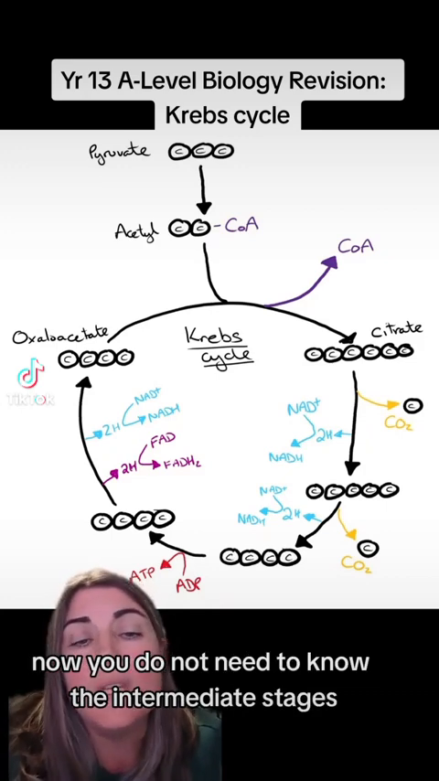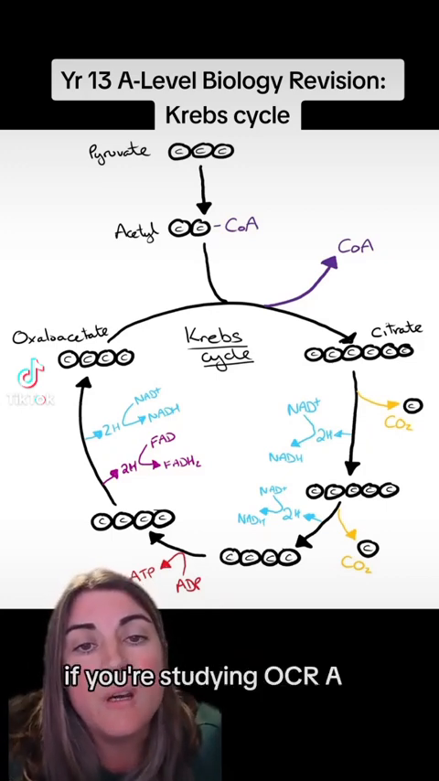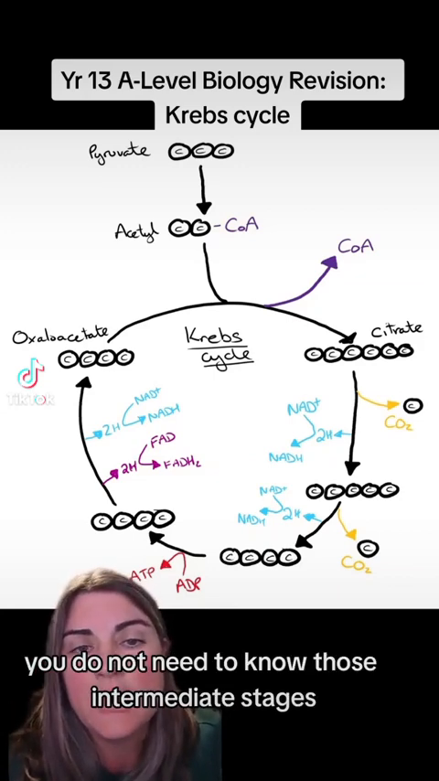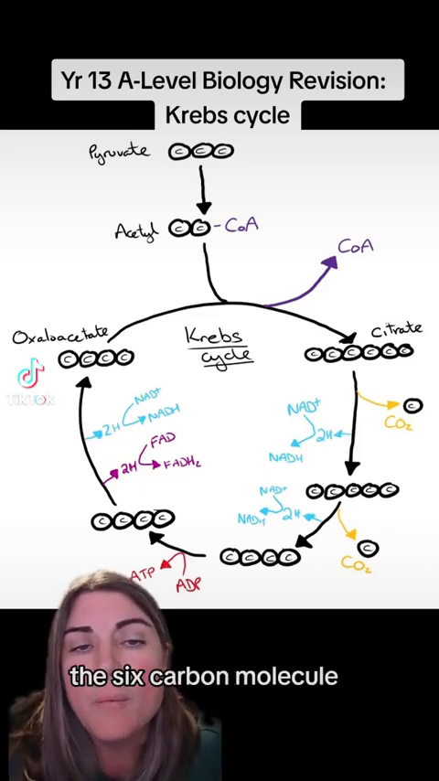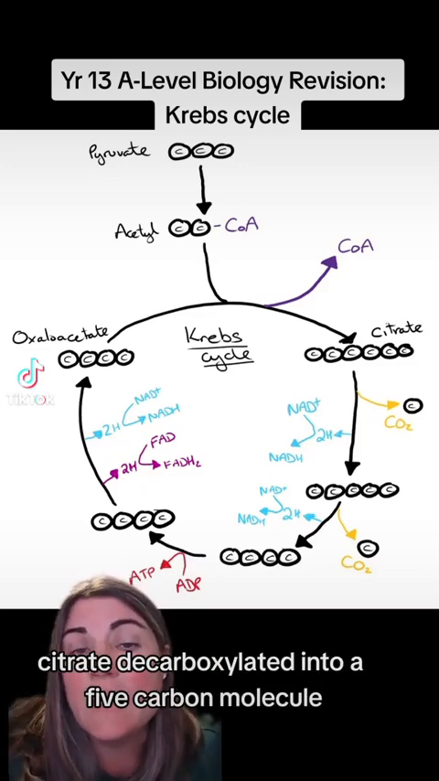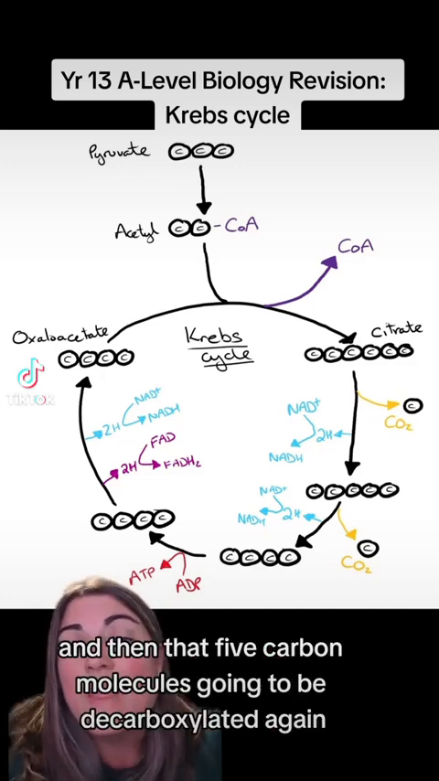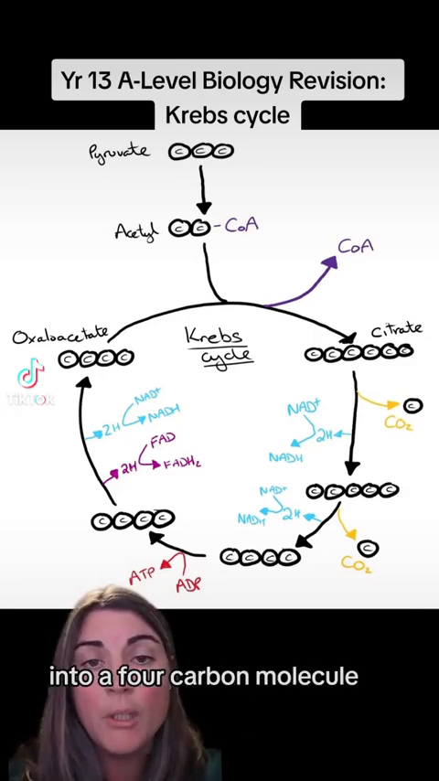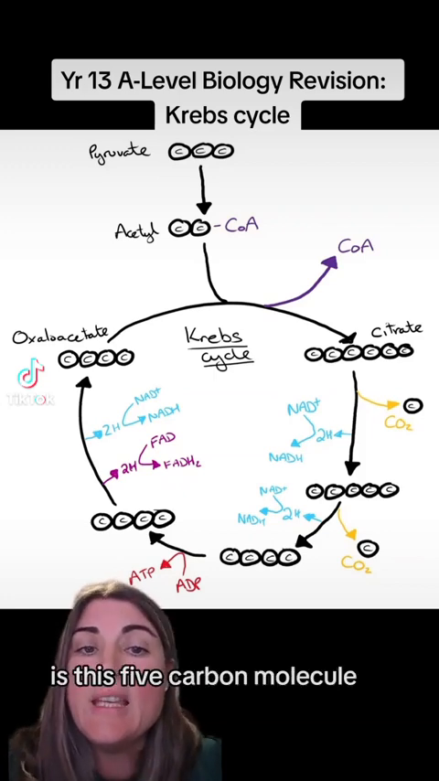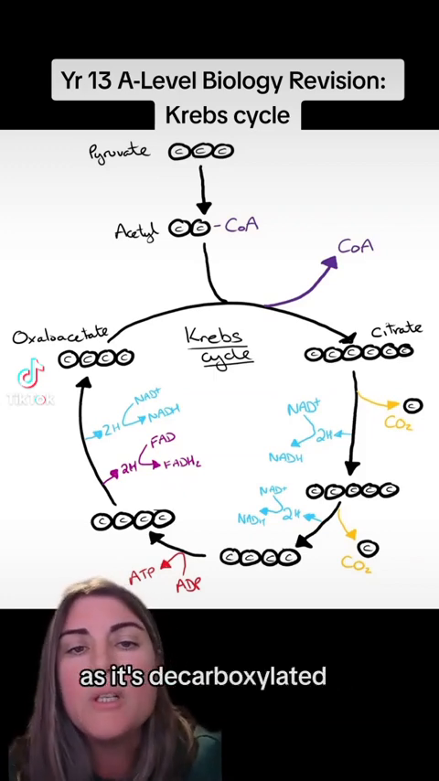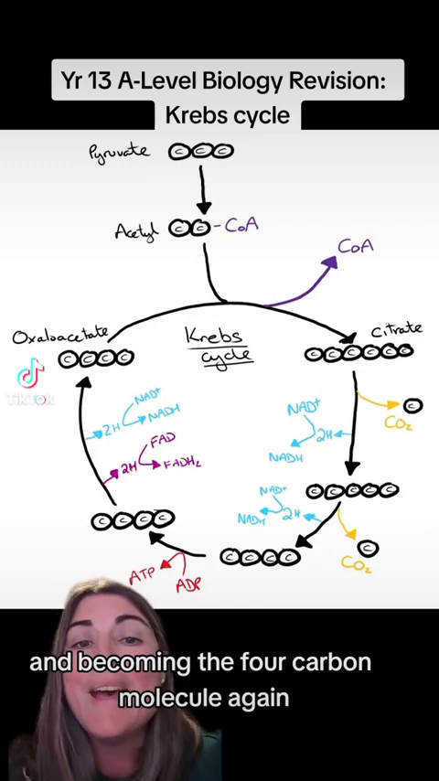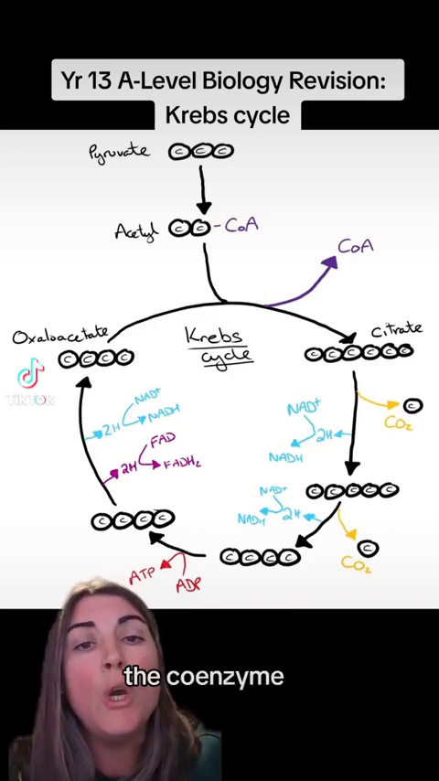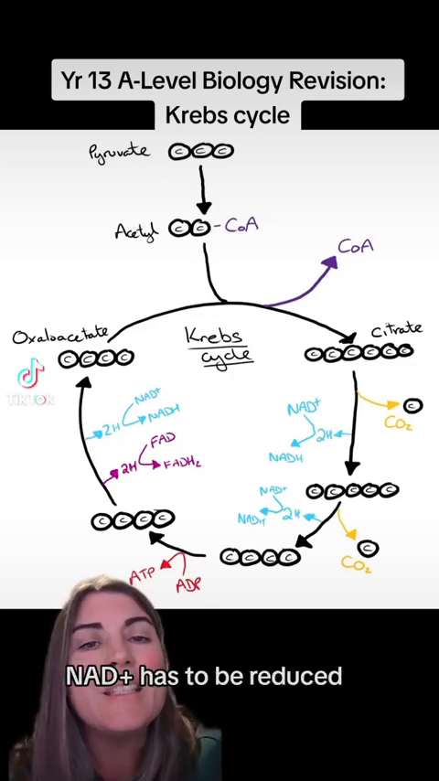Now, you do not need to know the intermediate stages if you're studying OCR A or if you're studying AQA. You do not need to know those intermediate stages. You just need to know the 6-carbon molecule citrate decarboxylated into a 5-carbon molecule, and then that 5-carbon molecule is going to be decarboxylated again into a 4-carbon molecule. So what we've got again is this 5-carbon molecule, as it's decarboxylated and becoming the 4-carbon molecule, again it is going to be oxidised. For it to be oxidised, the coenzyme NAD plus has to be reduced.